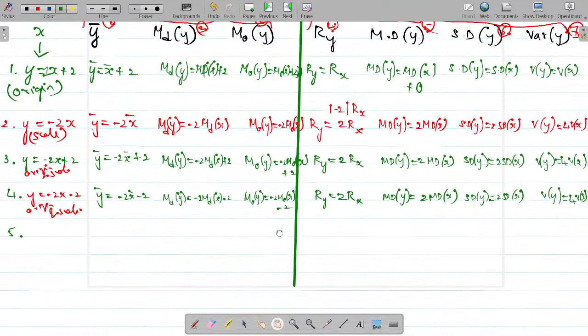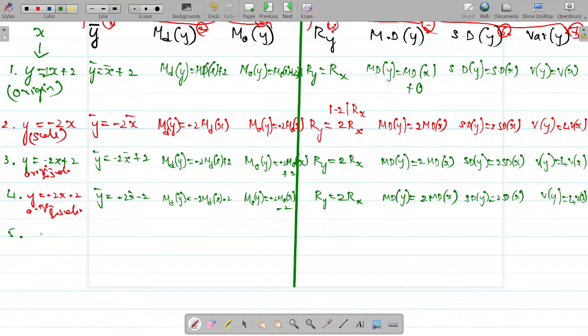I'll discuss this fifth case. If it is given y is equal to 3x plus 2 by 5. Okay, what has happened? Please check. There is x. To this x, you multiply by 3 so that you get 3x. To this 3x, you add 2 so that you get 3x plus 2. To this 3x plus 2, you divide by 5 so that you get 3x plus 2 divided by 5.